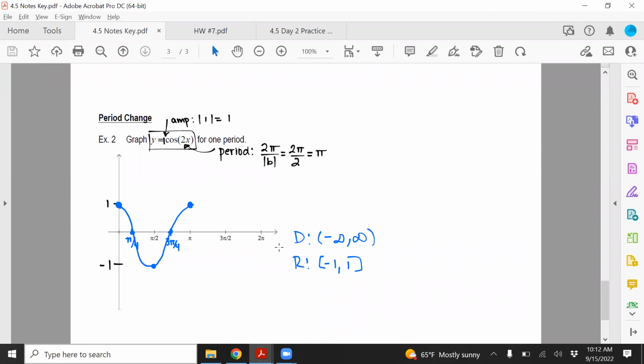Cosine starts at the peak, unless A is negative, then you start at the bottom. And the period in this case is pi. So you go from 0 to pi. And you have 5 points, right? 1, 2, 3, 4, 5.